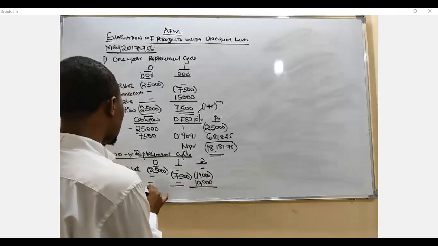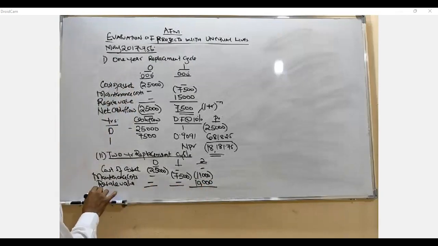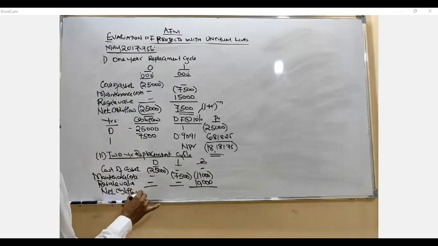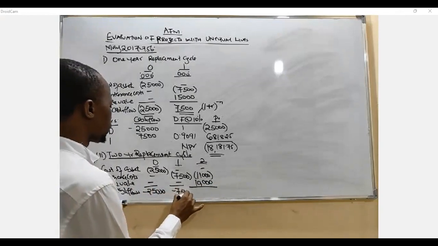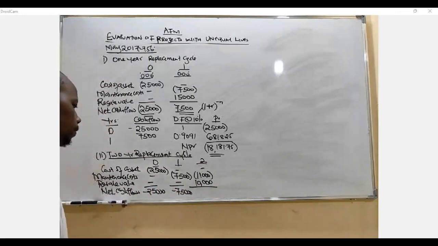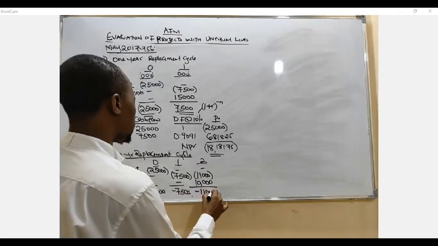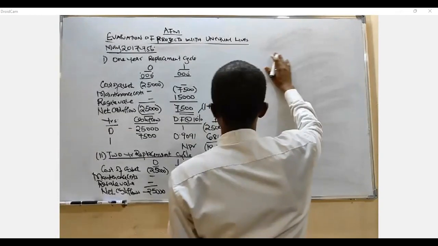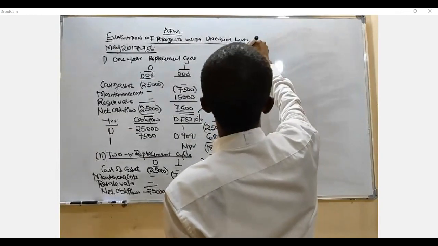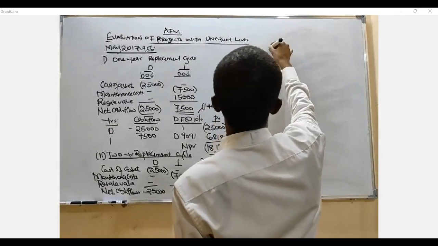What is your net annual net cash flows? Here we have negative 25,000. Here we have negative 7,500. Then the last one we have negative 1,000. Now, take your number of years here to calculate the NPV. You have the number of years. You have your cash flow.